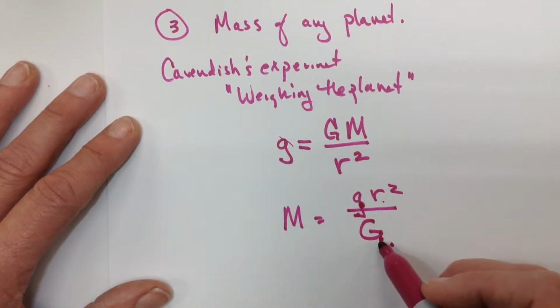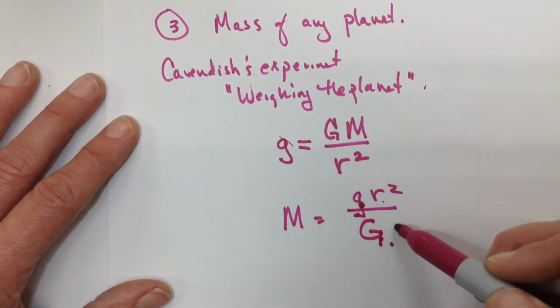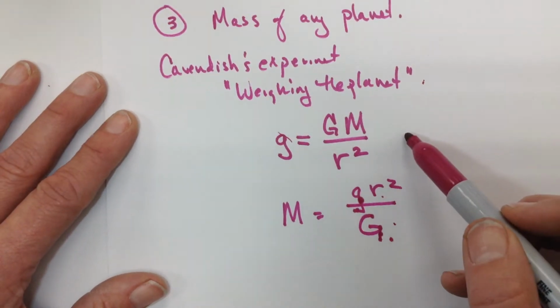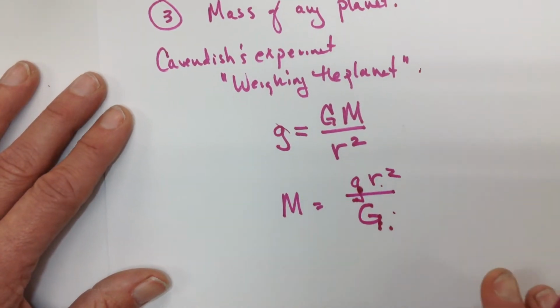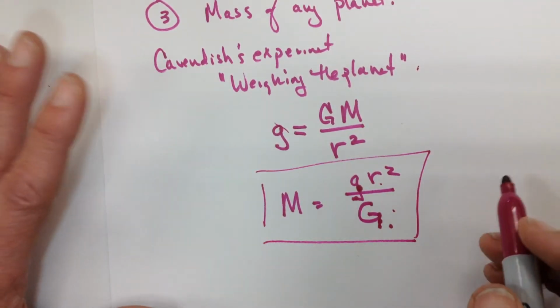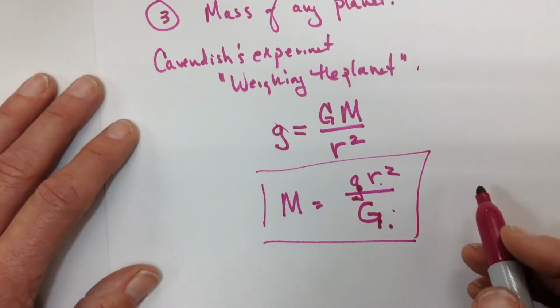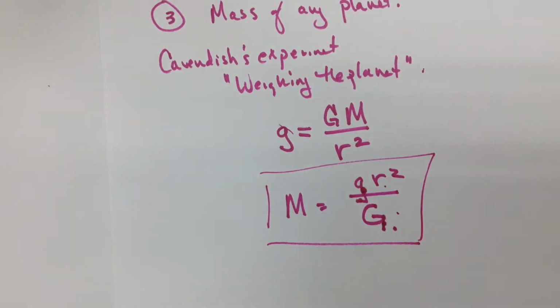So once Cavendish was able to determine G, they were able to figure out what the mass of the Earth was, and that's why his paper where he published the value of G was actually called Weighing the Planet. So that's the mass of any planet. We can use this equation. Again, all these equations, except for Newton's law of universal gravitation, are not given to you. You need to be able to derive them or see them inside the equations.